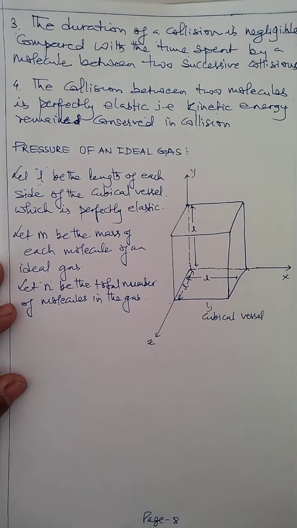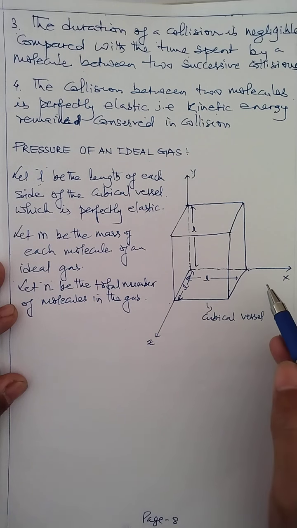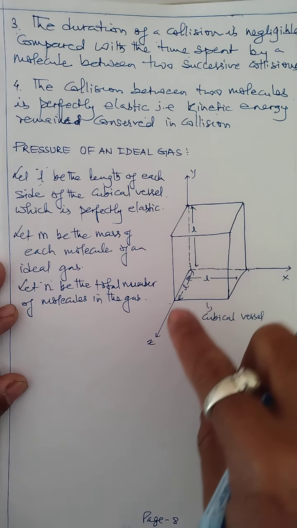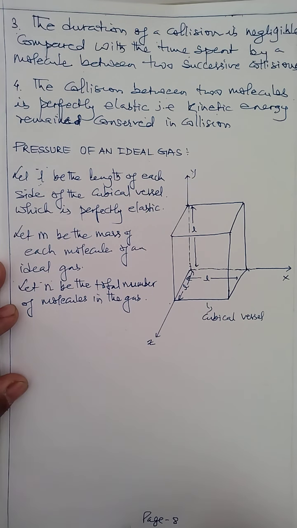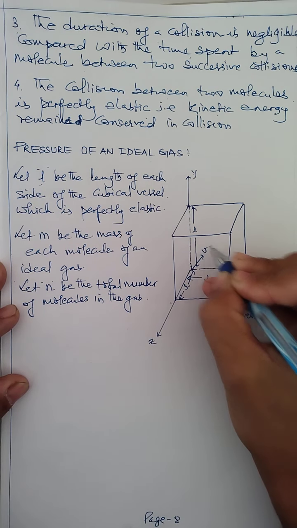Now why do we need to represent it in this manner? Because the motion of molecules inside the vessel is a three-dimensional motion. That means when a molecule acquires a velocity, the velocity acquired by every molecule can be represented in three coordinate axes. The velocity can be split into three components: x component, y component and z component. So I consider that suppose any one of the molecules is moving in this direction with a velocity v.